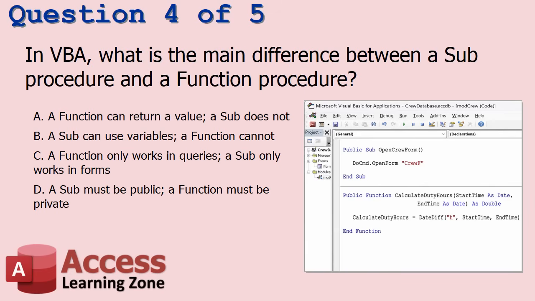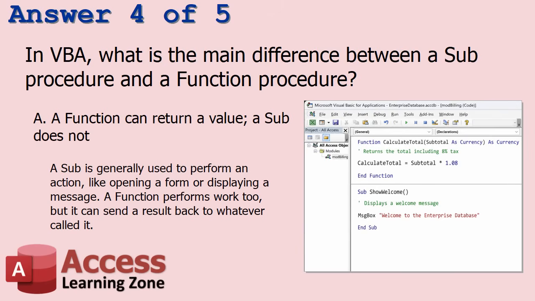Question 4. In VBA, what is the main difference between a sub procedure and a function procedure? A function can return a value, a sub does not. A sub can use variables, a function cannot. A function only works in queries, a sub only works in forms, or a sub must be public, a function must be private. That is A. A function can return a value, a sub does not. Although a sub can return a value with a ByRef parameter, but that's a whole different video.